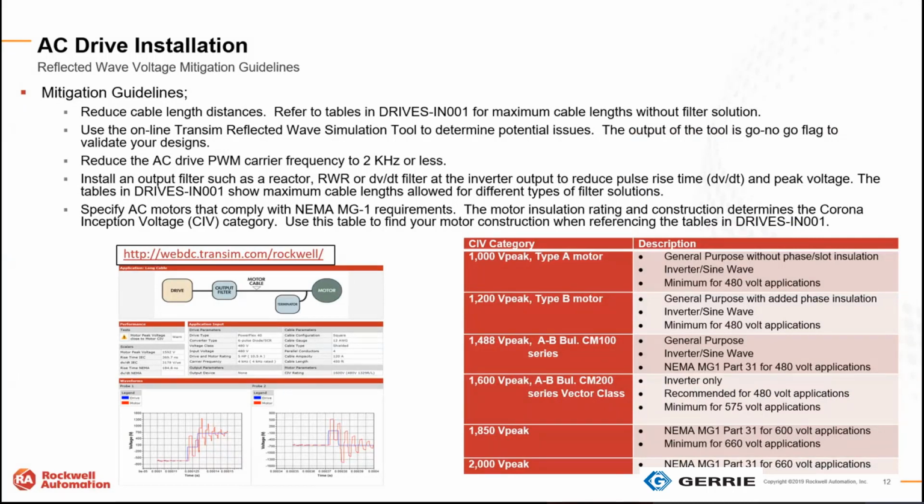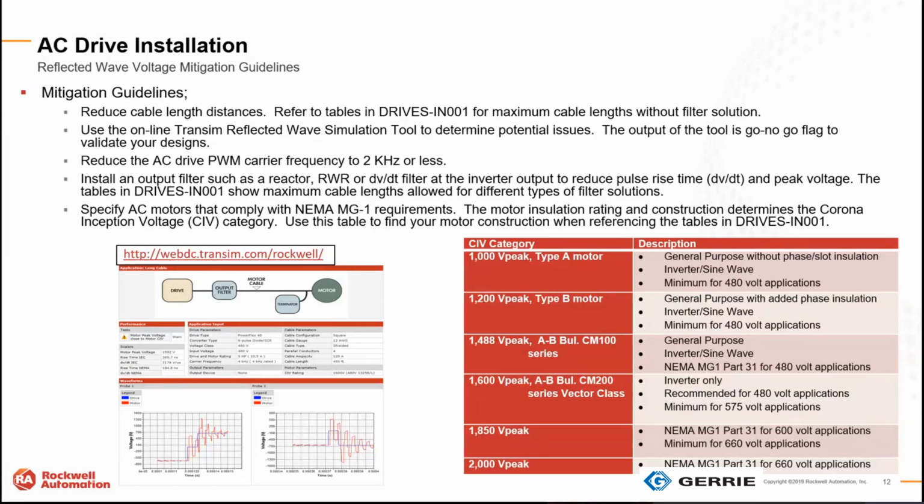So I mean, we always get questioned on this: what do I need to do for my reflected wave mitigation, or what length of cable do I need to use? How far can I go without needing to use a reactor or anything like that? And really, it comes down to the motor itself, the corona inception voltage. And I've put a little bit of a chart up there.